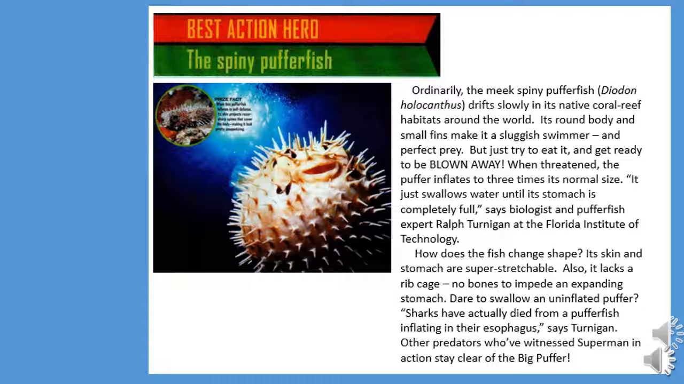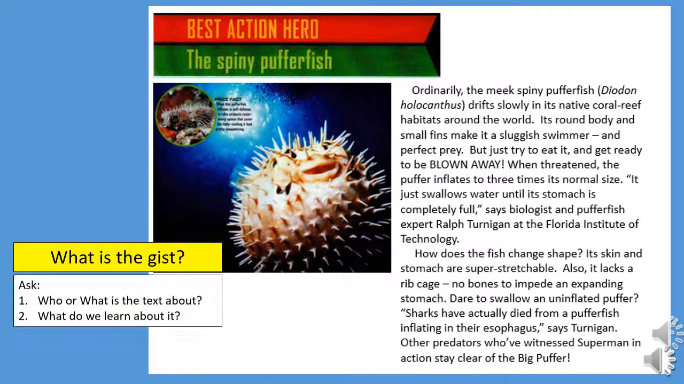Now it's time to think about the gist. Remember that when you are figuring out the gist, you ask yourself who or what is the text about, and what do we learn about it? So who or what is this section about? Well, it's about the pufferfish. And what do we learn about the pufferfish? Well, we learn that the pufferfish has the ability to blow itself up, and that is one way it helps itself survive. So that's what we're going to write for our gist statement.